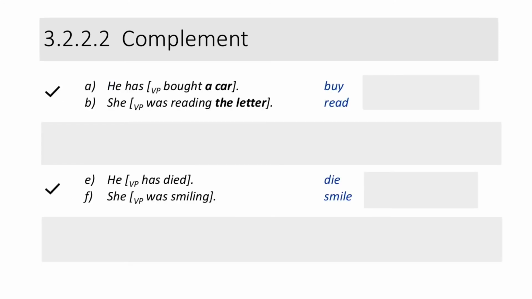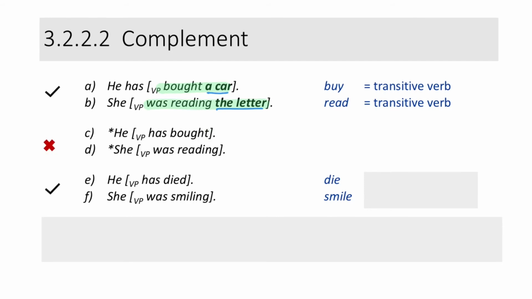Next, let's have a look at a complement. Basically, a complement completes the meaning of the head. For example, in sentence A and sentence B, the verb phrase is bought a car and was reading the letter, respectively. The heads of the verb phrases, which are the transitive verbs buy and read, need complements to complete their meanings. So, the verb buy takes the noun phrase a car as its complement, and the verb read takes the noun phrase the letter as its complement.